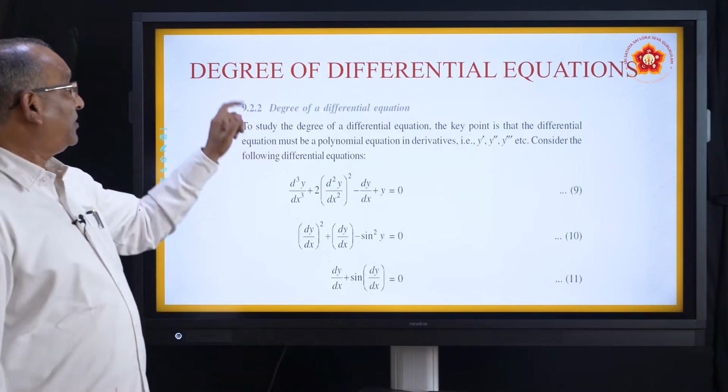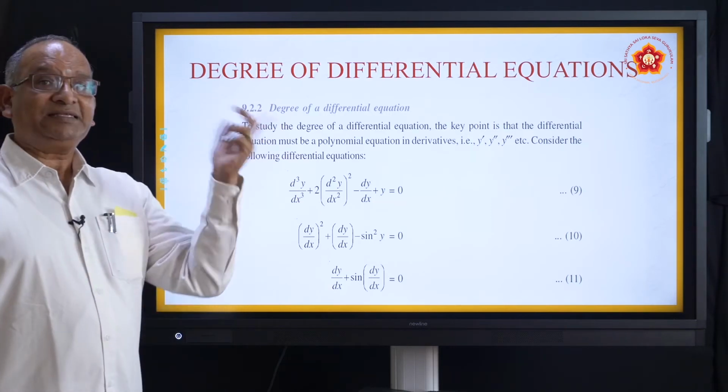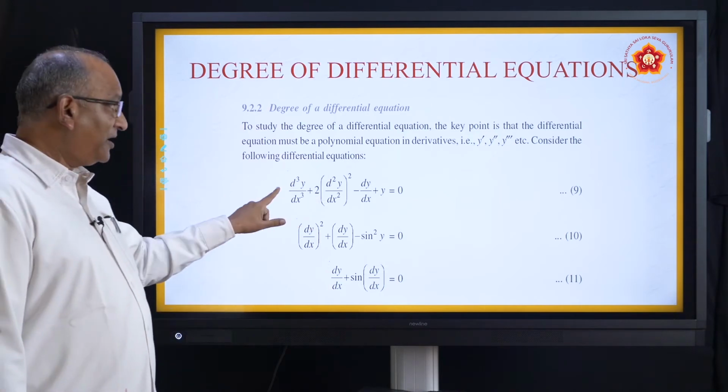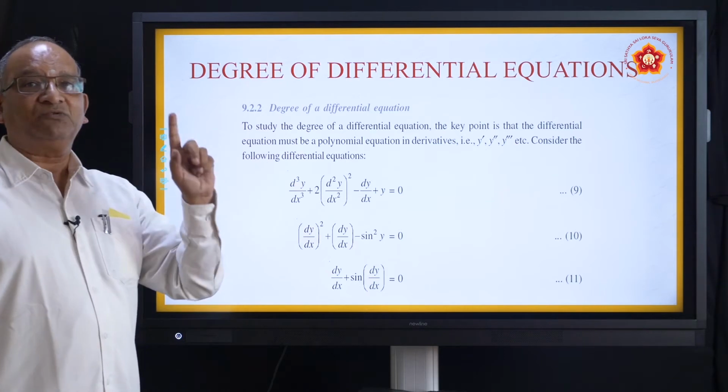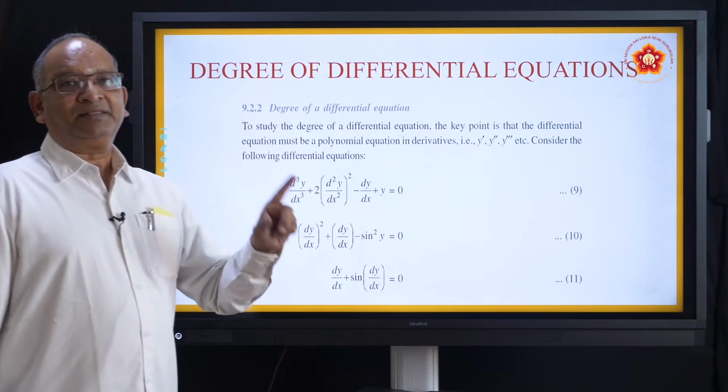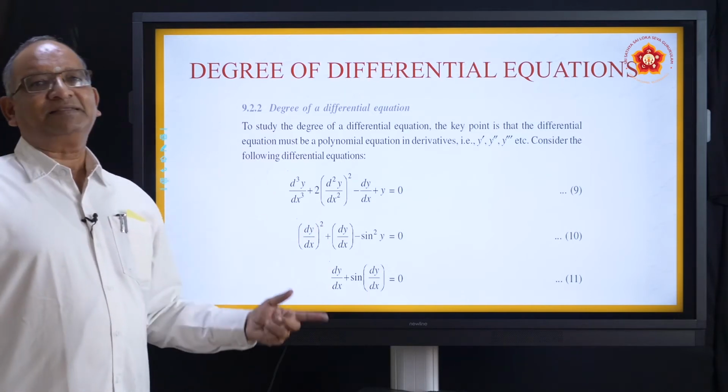But we are discussing degree. What is its power? Second order derivative's power is 2, but third order derivative's power is nothing, means 1. So its degree is 1. For this particular equation, the degree is 1, order is 3.